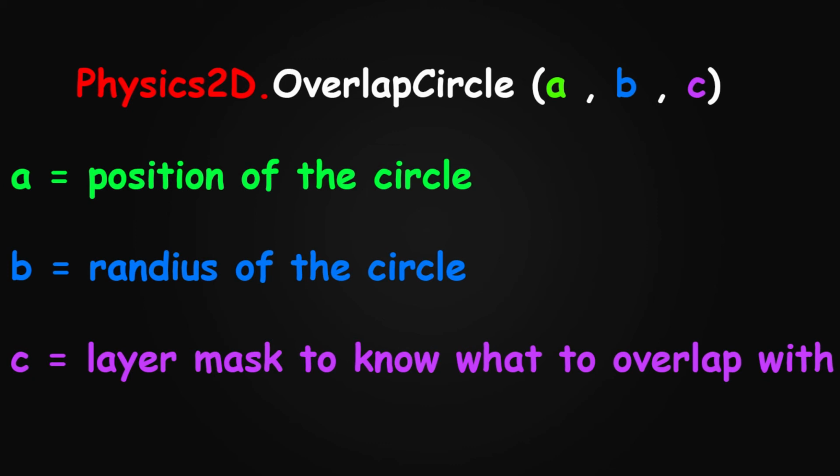In our case, the position of the circle is the empty game object that we created at the feet of the player and called ground check. And B, the radius of the circle, I chose 0.2 because I think it's a good value and it's enough to check if we are on the ground. C is the layer that we created and we called it ground. So it will check if we are overlapping with the ground layer by drawing a circle in a certain position with a certain radius. If it is overlapping, it will be true, and isGrounded is true. And if isGrounded is true, we can jump.